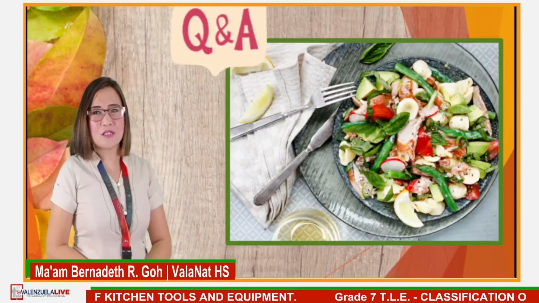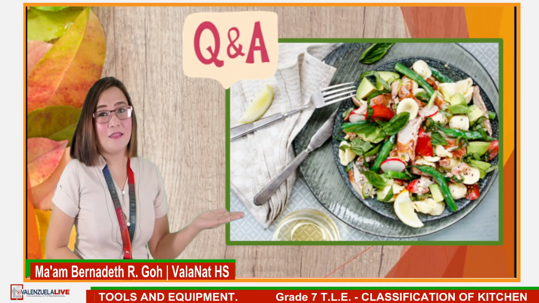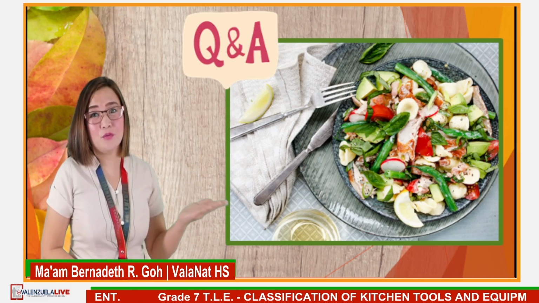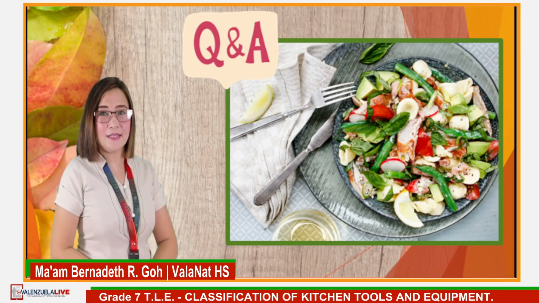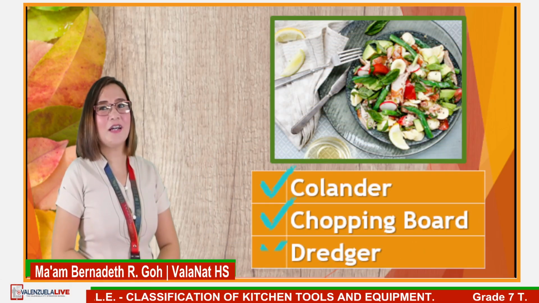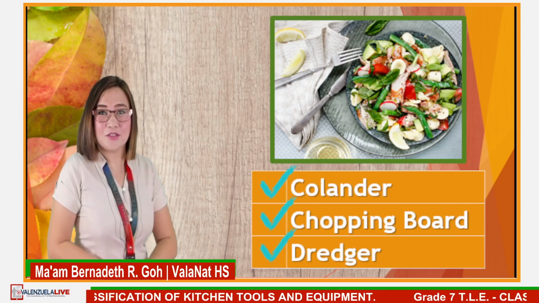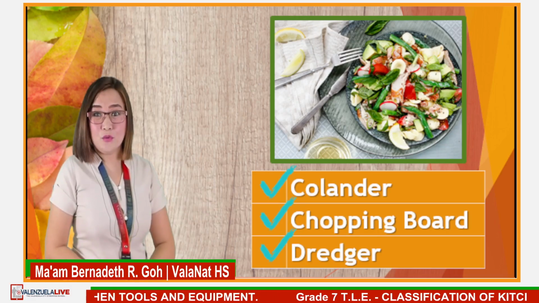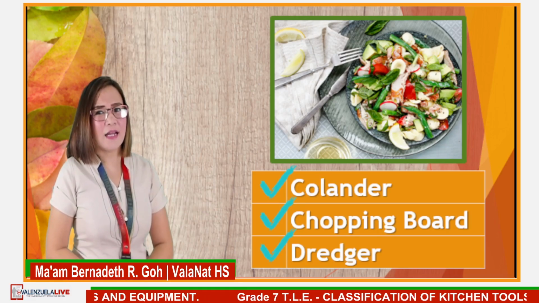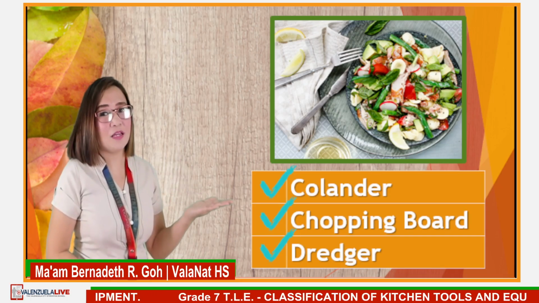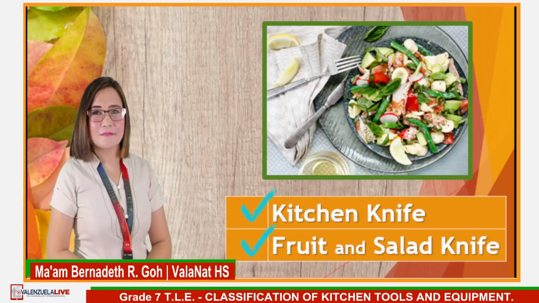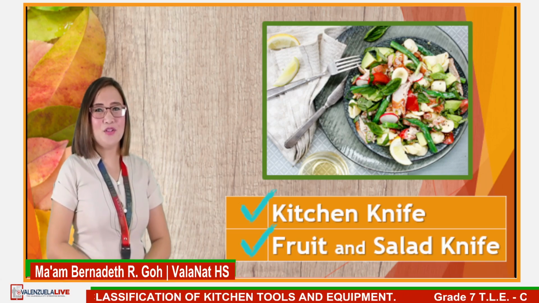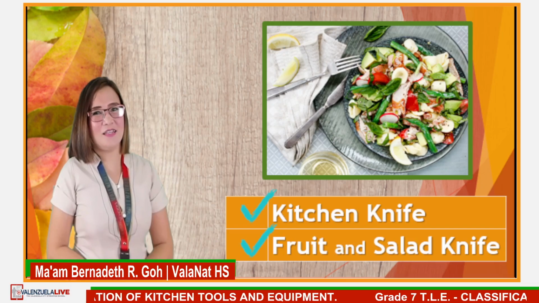Let us imagine the tools that were used to prepare this vegetable salad. What preparatory tools were used? Let's see. Colander, chopping board, and dredger. They are the preparatory tools used. How about the cutting tools used for this vegetable salad? Kitchen knife and fruit and salad knife were used for cutting and sectioning ingredients.